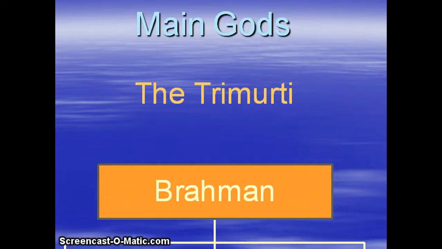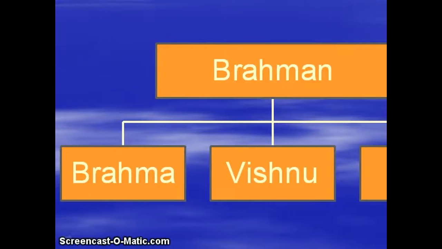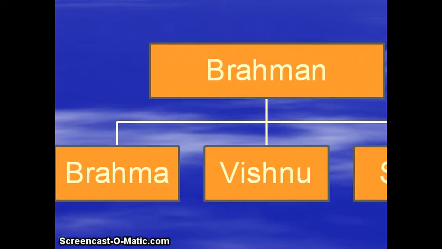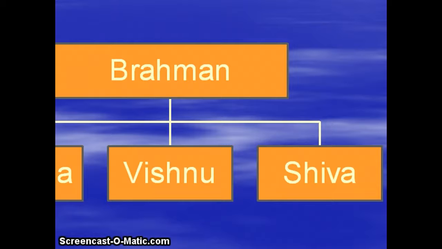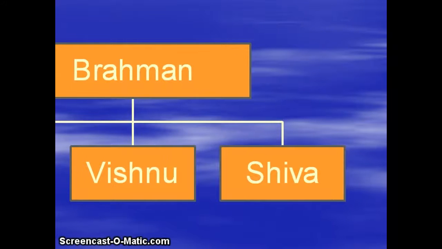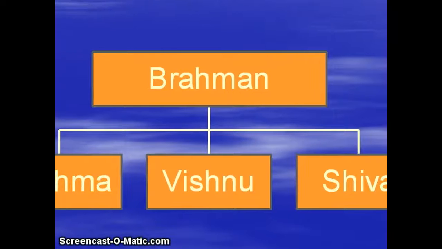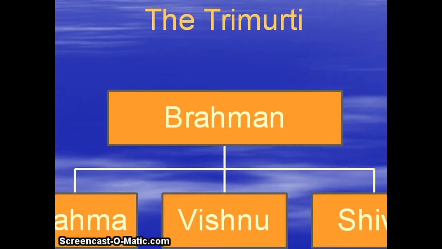And so Brahman then is divided into three different main aspects, which are Brahma, and the word Brahma and Brahman are related. Brahma is the creator god. We have Vishnu, who represents preservation, and Shiva, who represents destruction or change. And I'll go through these in a little bit more detail in a few minutes.